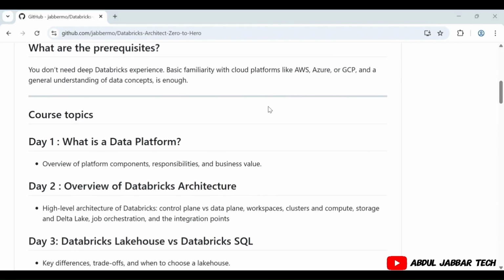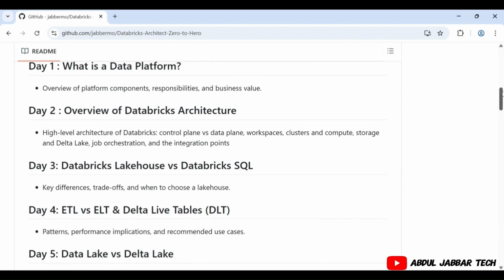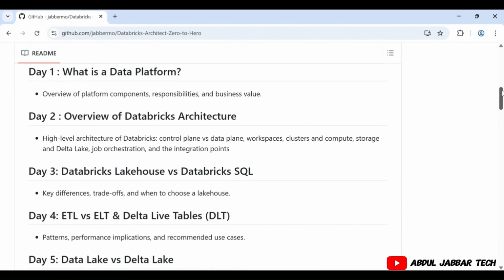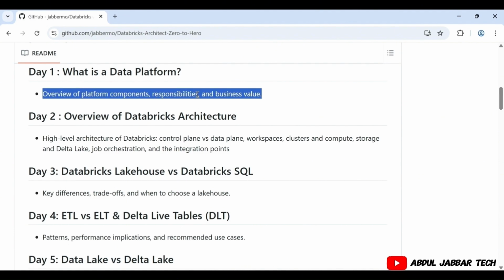So it's a 34-day series course. On day one, we look at what is a data platform. This is a very foundational, basic thing. What is a data platform? Why should companies use a data platform? What's the business value of it? What's the problem it solves? And what are the various data platforms available in the market?